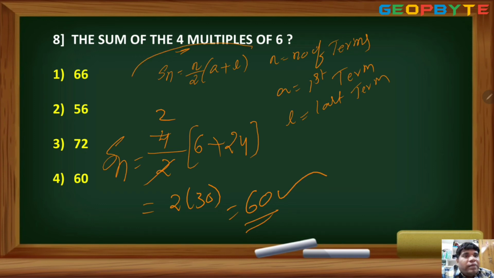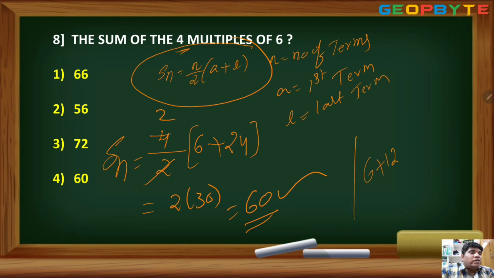This formula you can remember: sum of n numbers is equal to n by 2 into a plus l, where n means number of terms, a means first term, l means last term. In case you are confused, apply the direct method. 6 ones are 6, 6 twos are 12. 6 plus 12 plus 18 plus 24: 18, 36, and 60 is the answer. Direct answer. If the question is very easy, then apply directly. If the question is very lengthy, then apply the formula. But don't memorize the formula by heart.